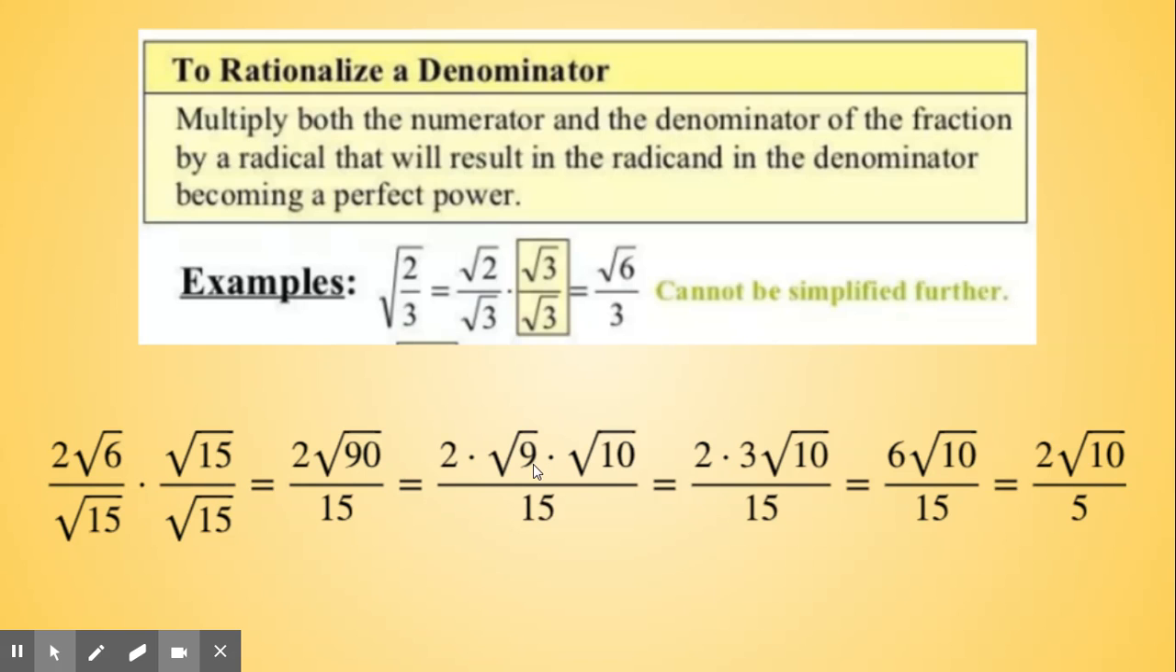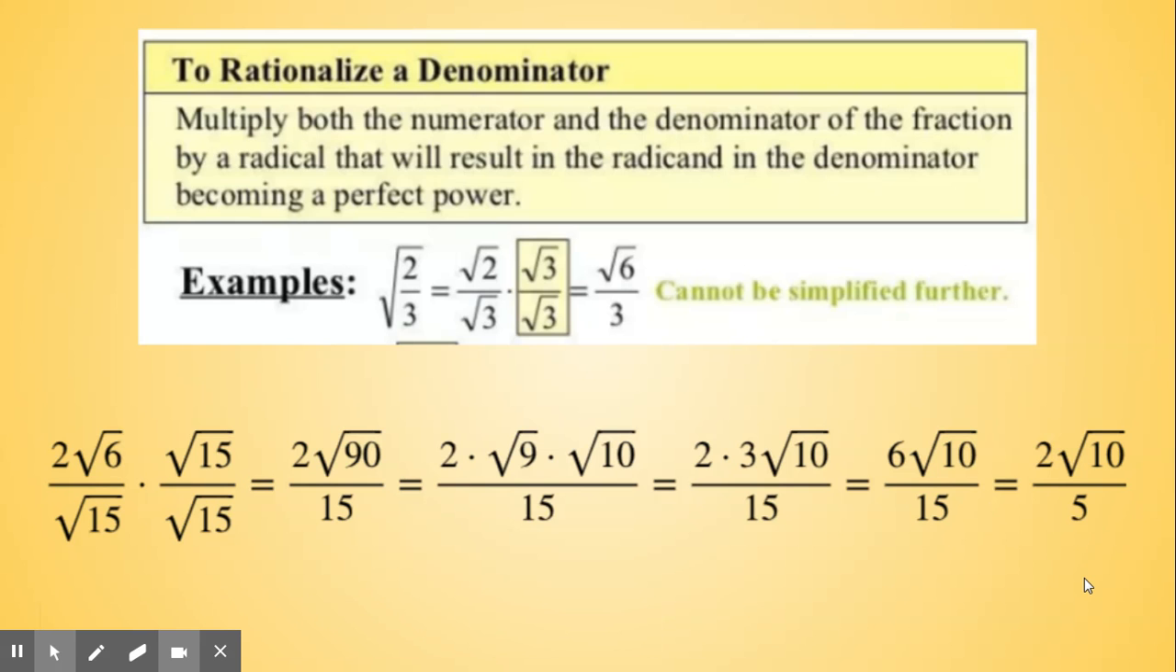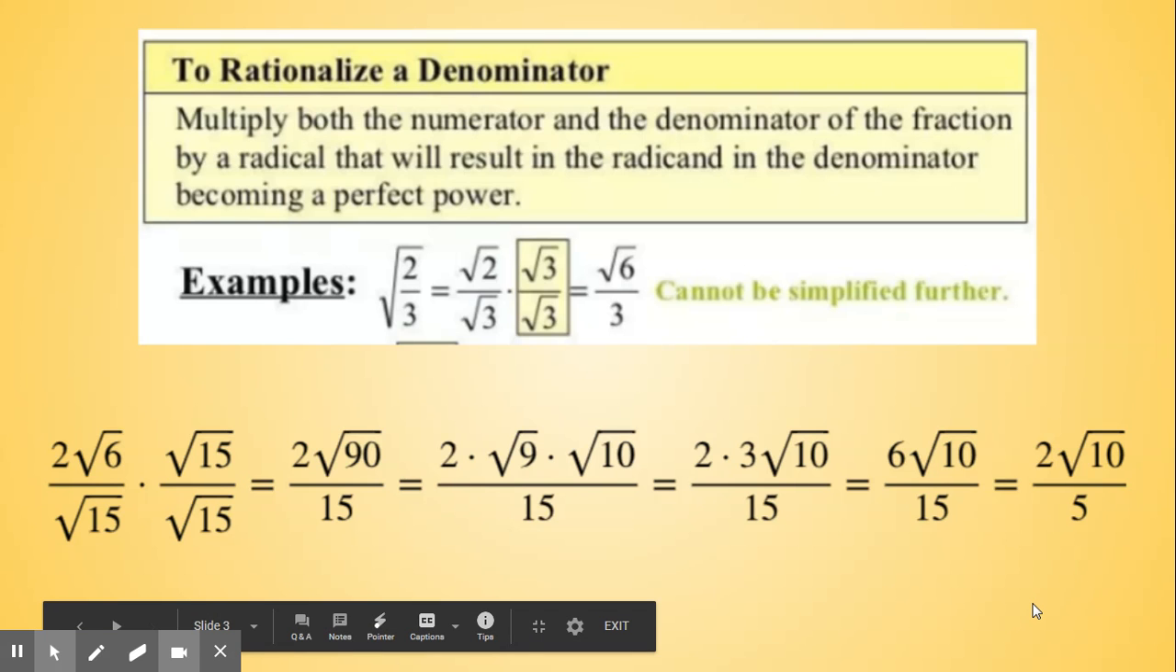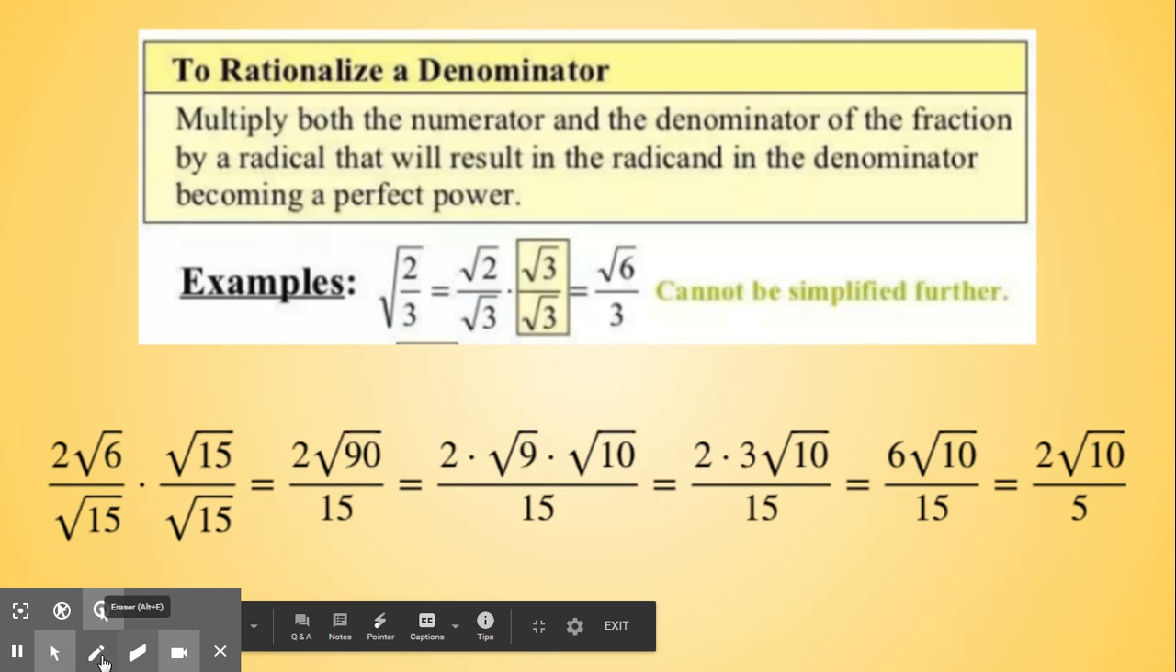Radical 90 can be broken down into 9 and 10. Radical 9 is a 3. And then I'm left with 6 radical 10 over 15. And in fact, I can actually simplify that further because my whole numbers are divisible by 3. And that's where I get this 2 radical 10 over 5 from. So it's really important that you know how to rationalize your numbers. Again, watch this video over and over if you need to. Do the practice problems that we did in class that we're leaving with you to continue to practice. And if you have any further questions, just be sure to ask.